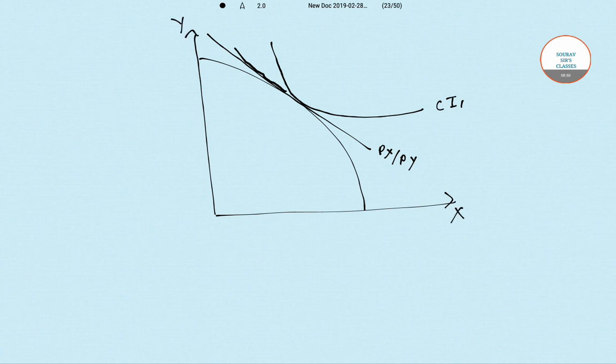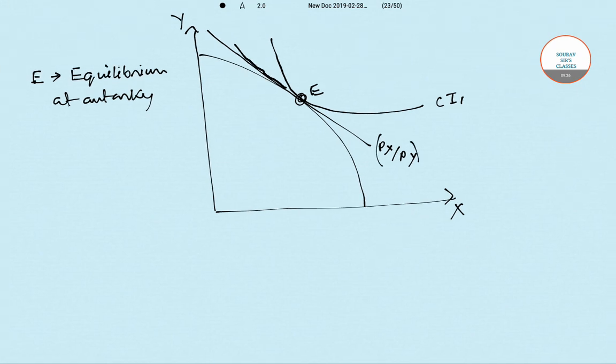Now at this point, which is denoted by E, the home country is in equilibrium in the autarky state. So at point E, the home country is in equilibrium at autarky. Now with the opening of trade, it faces a new international terms of trade, Px by Py. It was Px by Py here. Now after trade, what happens? There is another possibility which has come up.